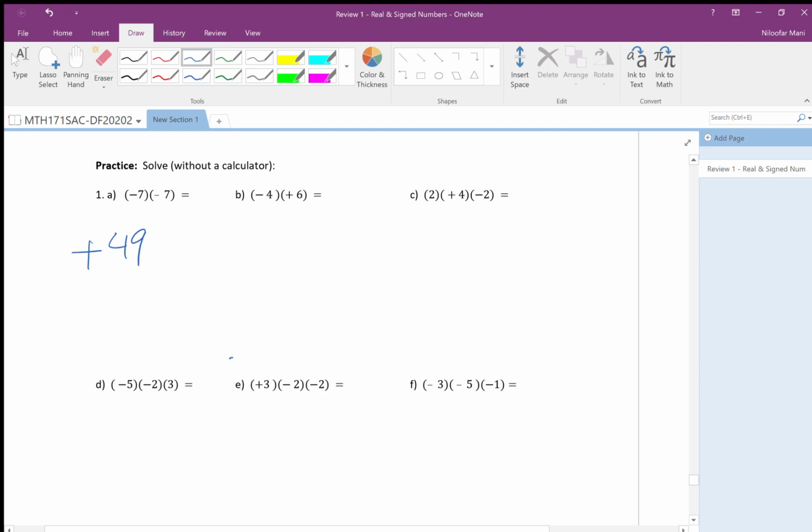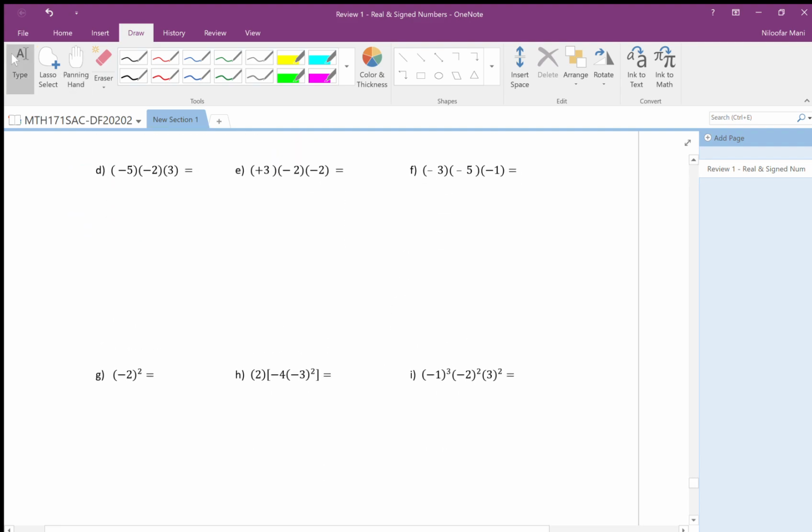How about the other? How many minus do I see? 1. How many do I really have? 1. So it's minus because it's an odd number, minus 24. How many minus do I see here? 1. How many do I really have? 1. So it is 8 times minus 2, which is minus 16. Okay? How about here? How many minus do I see in D? 2. How many do I really have? 2. So it's plus. Then it's 10, so it's 30.